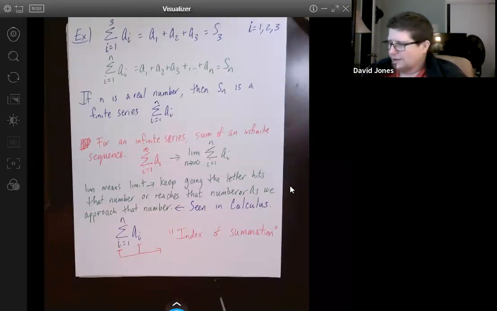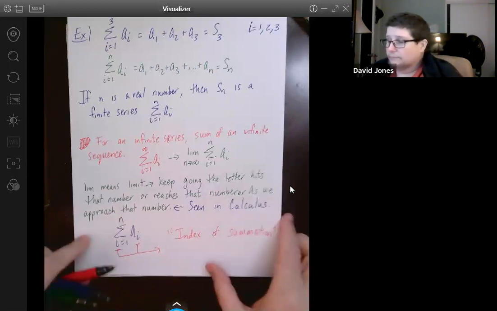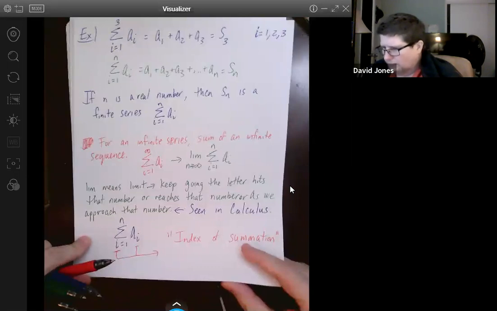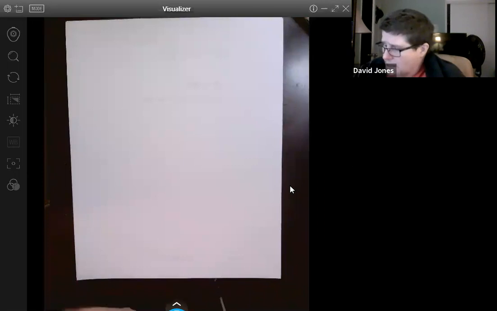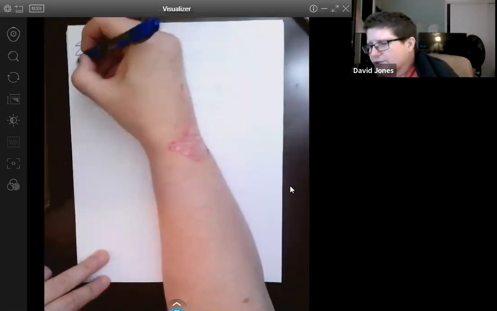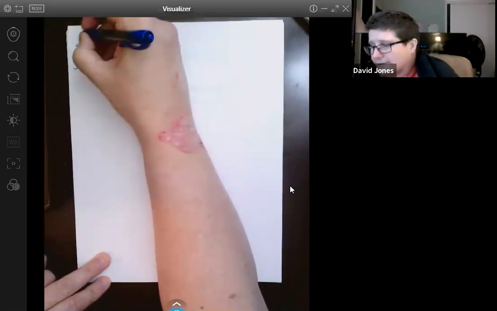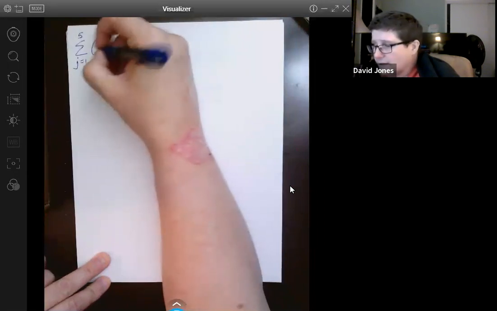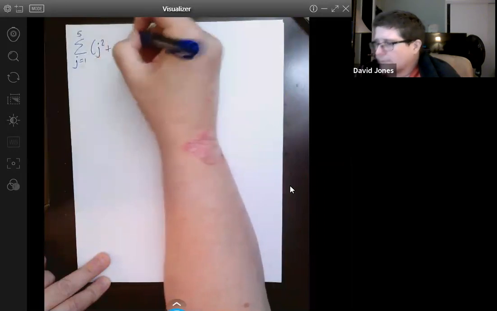Let's take a look at some examples. I just gave you a short example, but we haven't actually used any numbers. Let's use some real examples. So let's do the summation. It doesn't have to be i. I'm going to use j now. j equals 1 to 5 of j squared plus j plus 1.